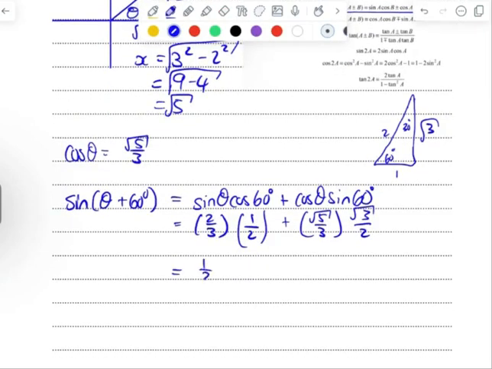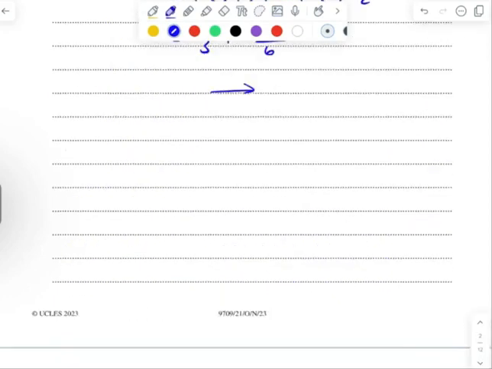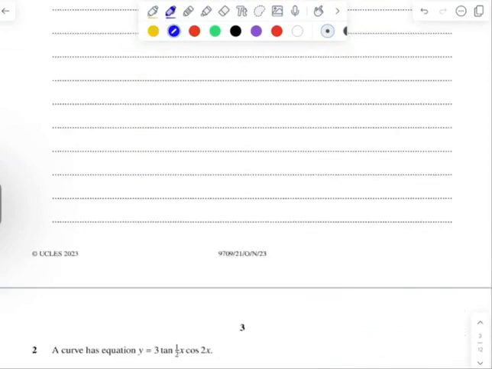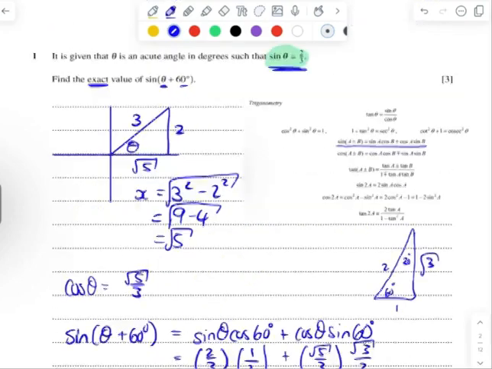And here I have a third plus, we've got a root 15/6. And that is my final answer for that one. So you don't actually need a calculator, but you can do some values. Just make sure that you don't give this answer in decimals, because they are asking for an exact value.